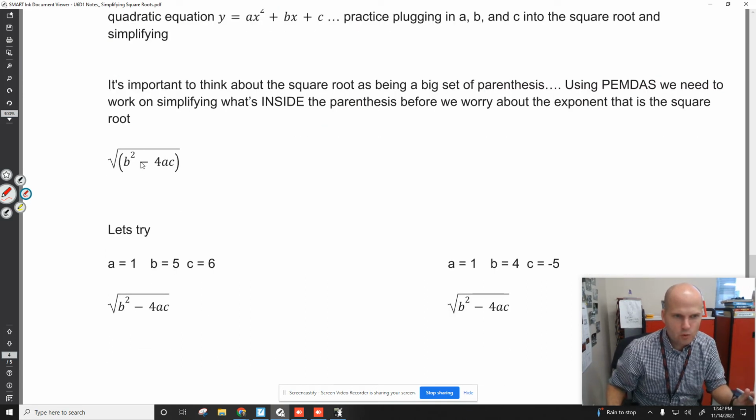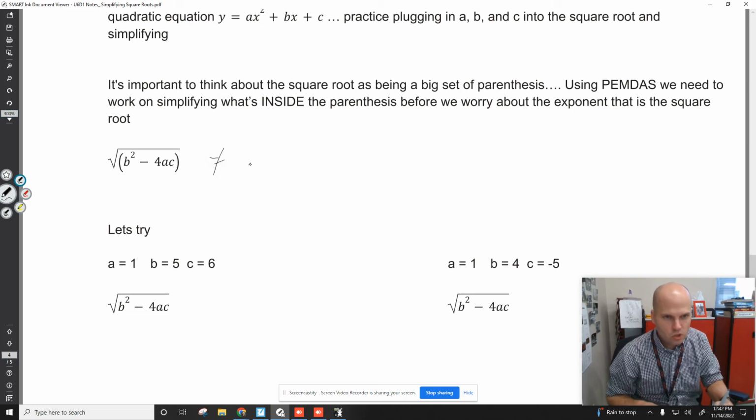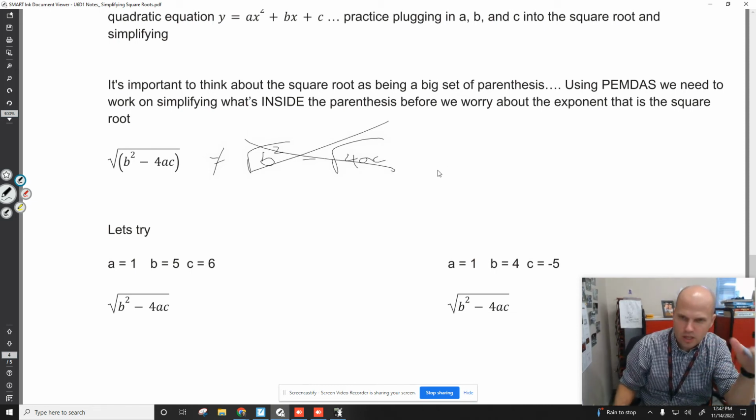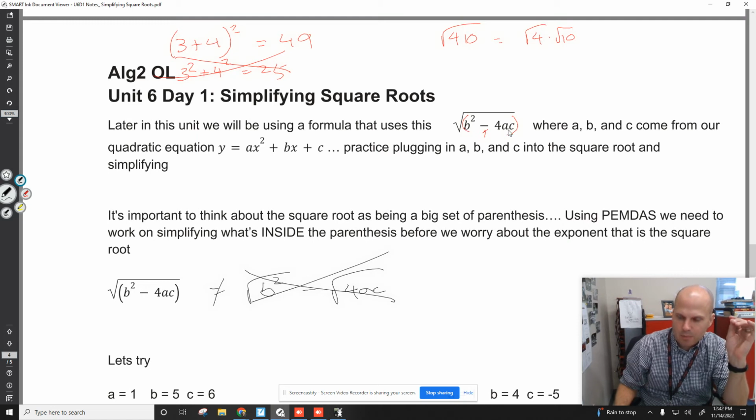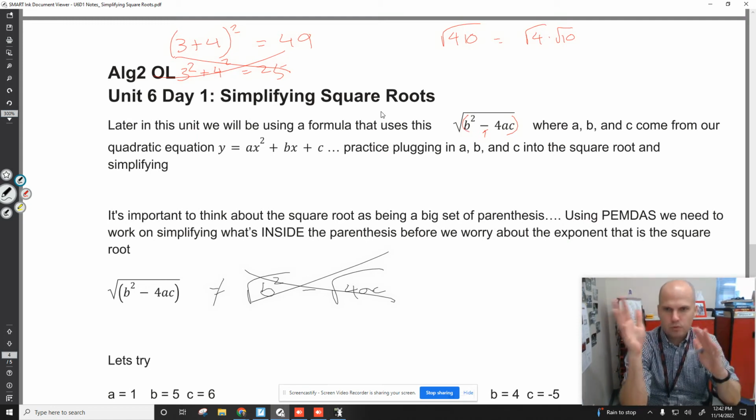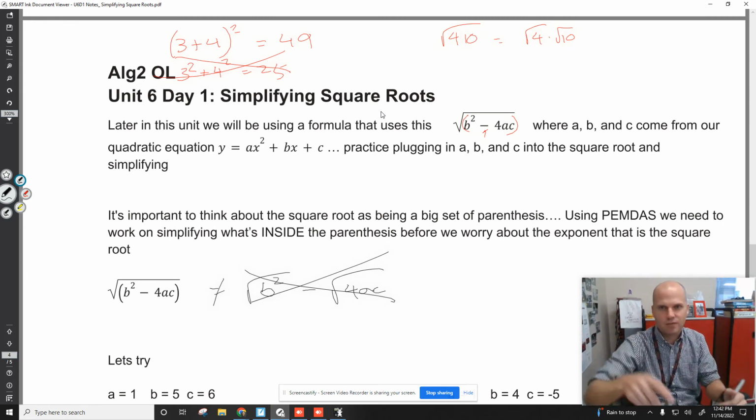So you see this formula? A lot of you are going to want to square root this b squared and then square root the 4ac. You can't do that, okay? I'll just show you, like, think of this as a big set of parentheses. The subtraction prevents us from being able to square root the left and the right side, kind of like what we're doing here.